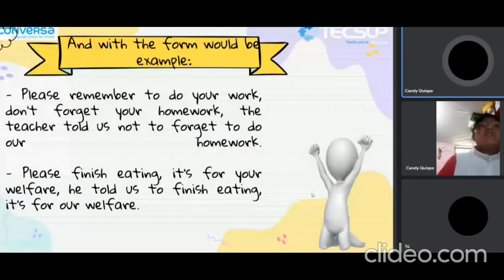Now for the last examples. Number one: please remember to do your homework during the project. The teacher told us to do your homework. Number two: please finish eating. It is for your welfare. He told you to finish eating. It is for your welfare.